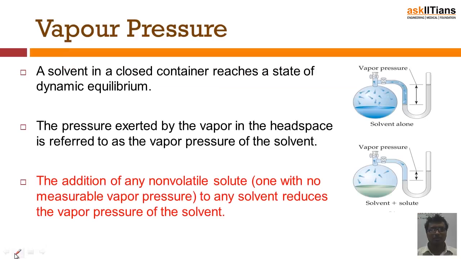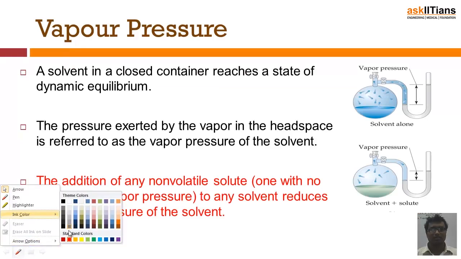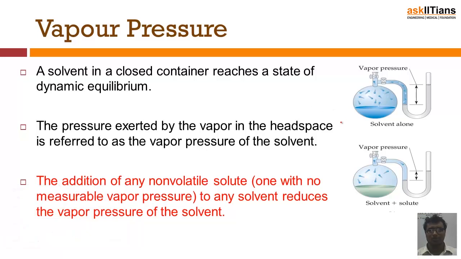Vapor pressure. What is vapor pressure? Let's understand the definition of vapor pressure in the slide. You can see there is a container, there is a solvent inside the container, and there are some vapor molecules of this solvent present in this container. These vapor molecules exert certain pressure on this solvent. So the pressure exerted by this vapor in the head space, this is the head space, is referred to as the vapor pressure of the solvent.